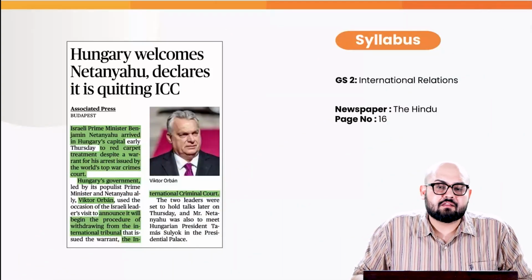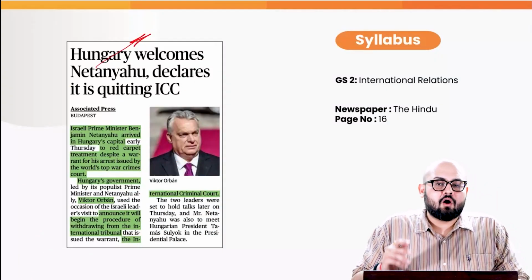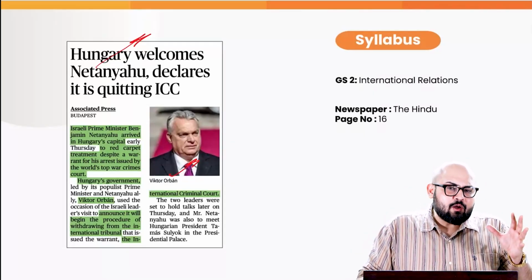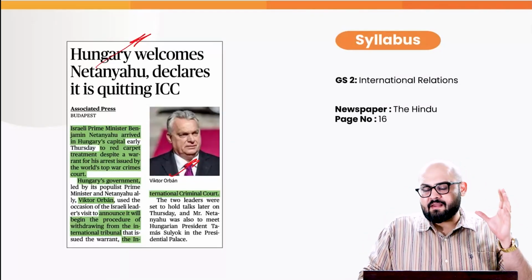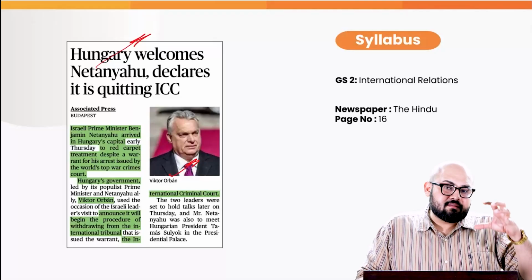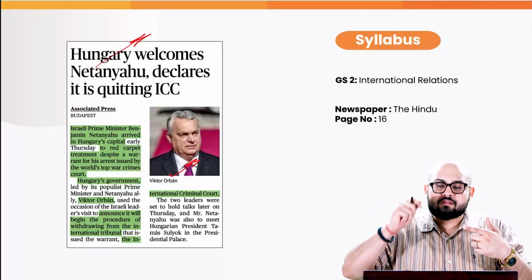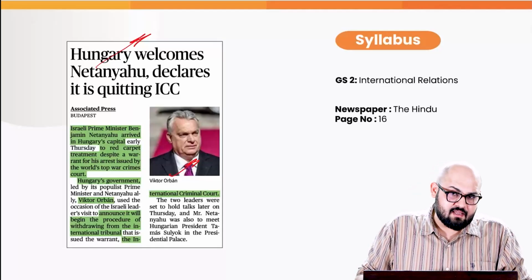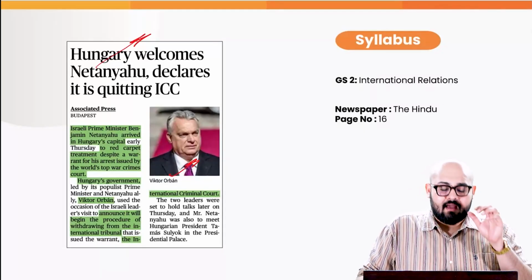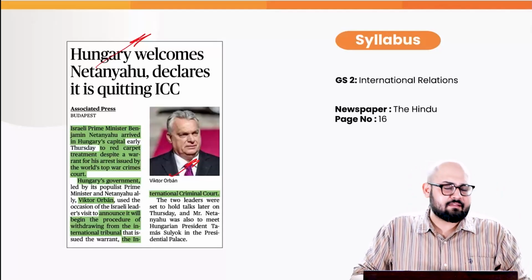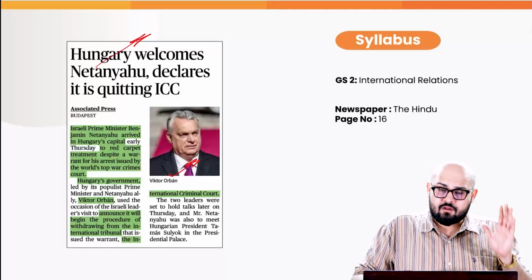Coming to the next article, this is with respect to the country of Hungary. Now, we have the Prime Minister of Hungary, Viktor Orban, who has said that we are going to welcome Israeli Prime Minister Benjamin Netanyahu. And again, this is in the light of the International Criminal Court, which has already issued a warrant against Mr. Netanyahu. The Hungarian Prime Minister has said that we are going to withdraw from the ICC, and therefore the International Criminal Court becomes important.